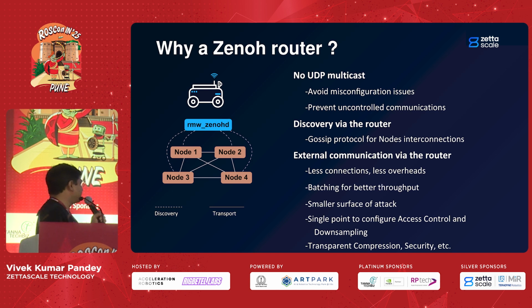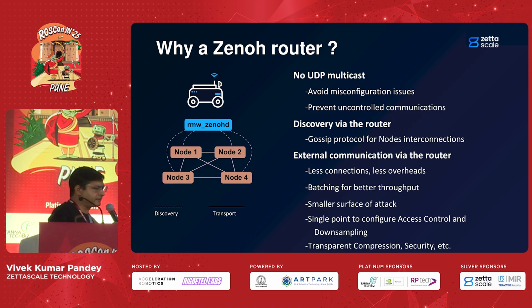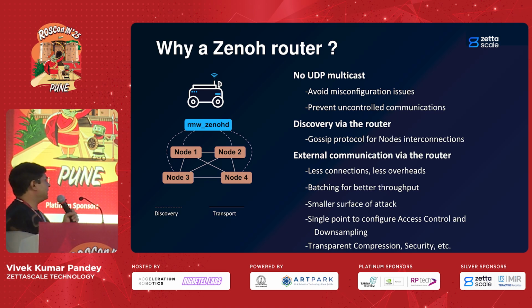So for RMW Zenoh, we are not going to use UDP multicast, because it needs tweaking at the kernel level and OS level. It creates misconfiguration issues, and if you use UDP multicast, there is accidental communication across to the external world. So we prevent that. And for discovery, we use the gossip protocol.